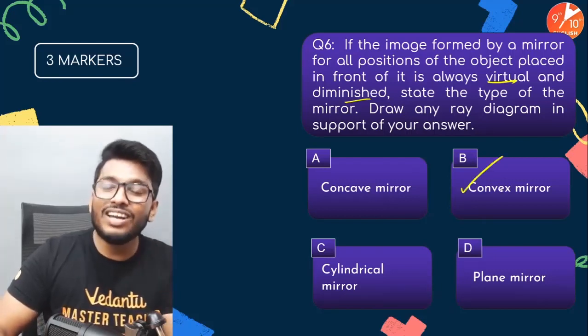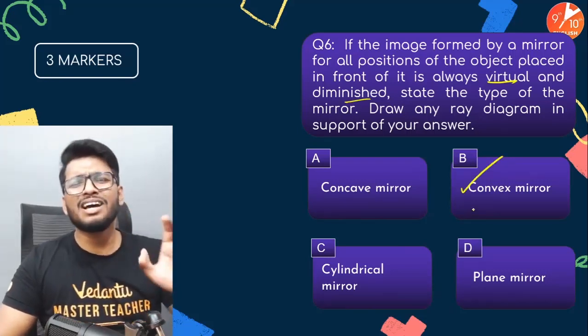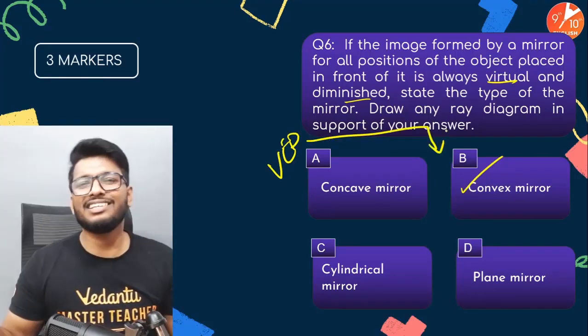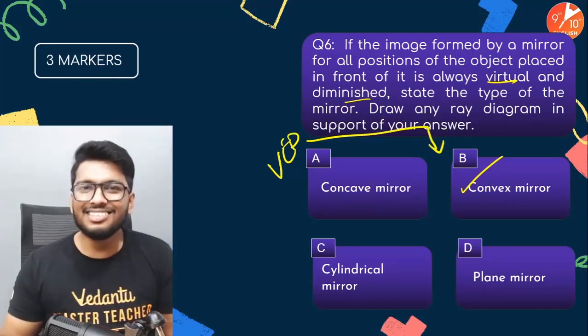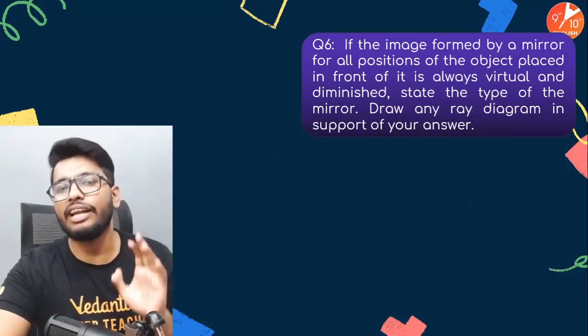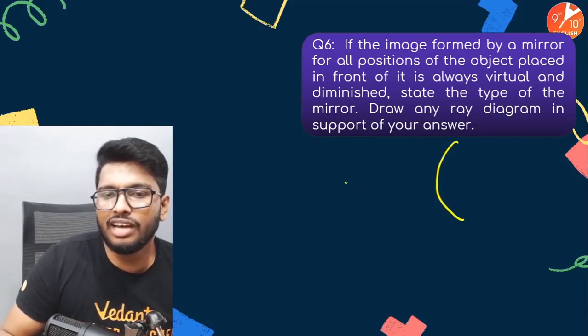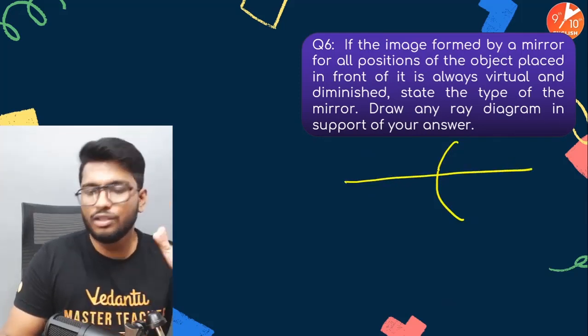Direct answer, convex mirror. You don't even have to think about it, because convex mirrors are always Ved: always virtual, erect and diminished. Vedantu's Ved, that's it. Now, people, to draw the ray diagram, it's quite simple, but let me try to do my best, alright? Again, please don't judge me because I have very bad drawing skills.